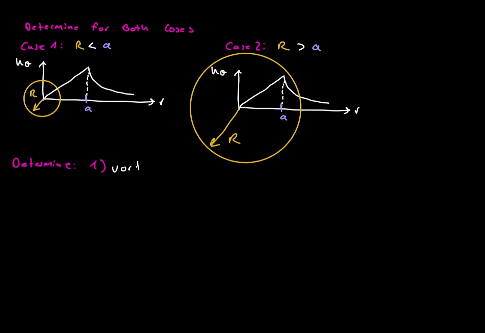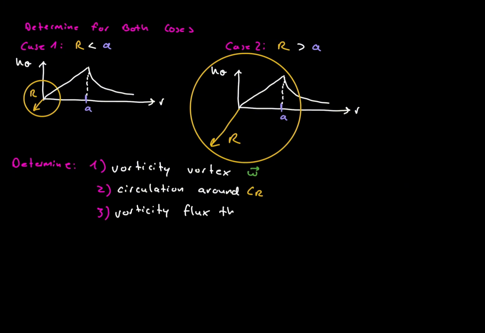Our goal is to determine the vorticity, the circulation around a circle of radius r, and the vorticity flux through the disk enclosed by that circle. First, we compute the vorticity. The vorticity is defined as the curl of the velocity field.